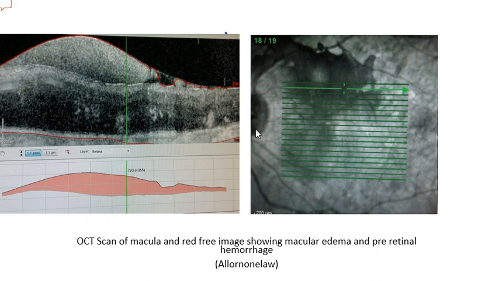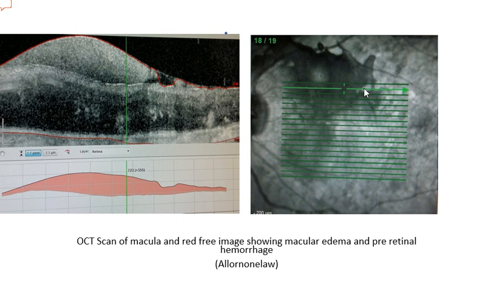You can see this optic disc here, and this area represents the cross section through which the macular scan is performed. When you look at this image, you can obviously see some dark area here. Because it is a red-free image, you can see it is a dark area. This is basically the blood. This is a pre-retinal hemorrhage.